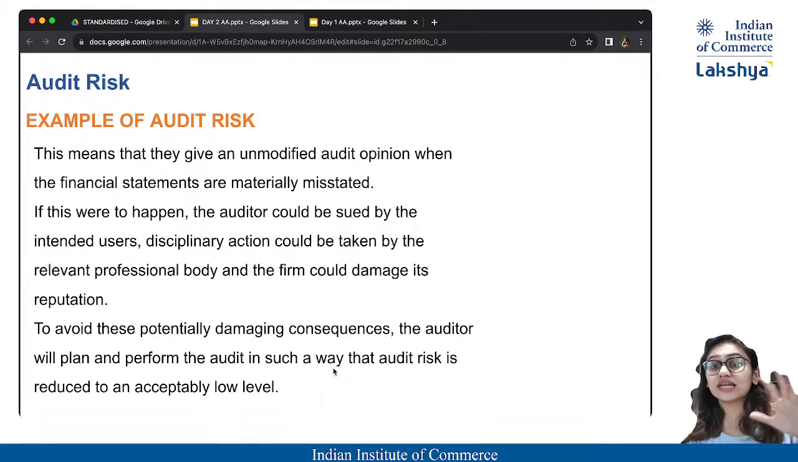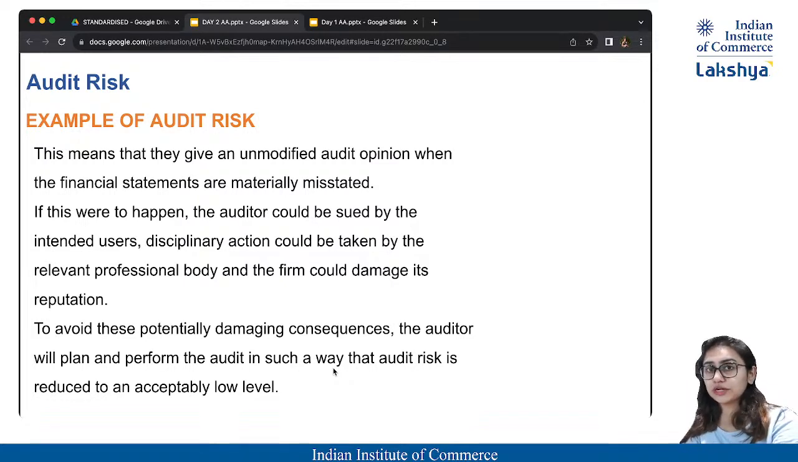So if the auditor doesn't act in good faith of the shareholders, and if the auditor lies, then he can be sued. Disciplinary action could be taken by the relevant professional body, and the firm could damage its reputation. To avoid these potentially damaging consequences, the auditor will plan and perform the audit in such a way that audit risk is reduced to an acceptably low level. And if the auditor wants to save himself from the disciplinary action or damage to its reputation, then the auditor has to act in good faith. The auditor has to be honest.